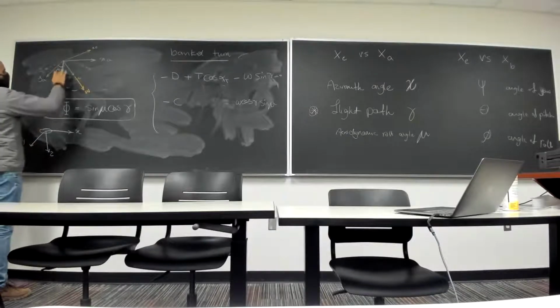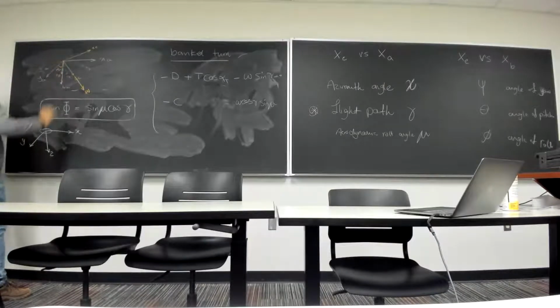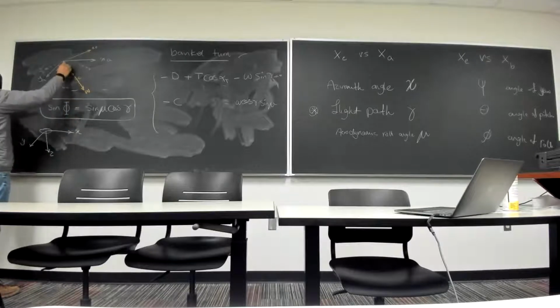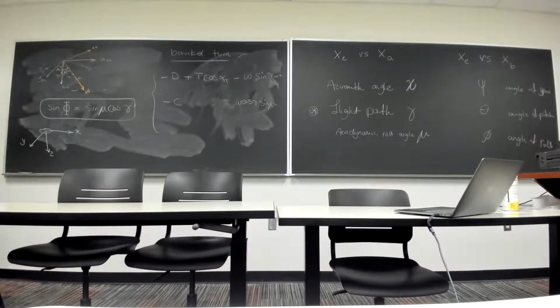And what other angle do we have here? Or angle gamma? Why do I say omega? What other angle do we have here? Aerodynamic roll angle, which is the angle between ZE and ZA, mu. Okay.